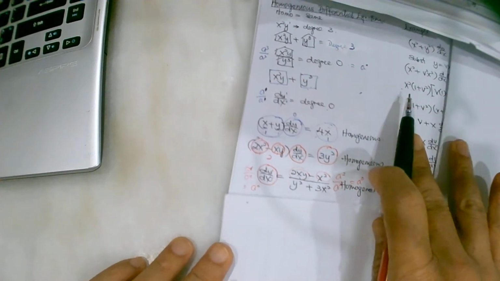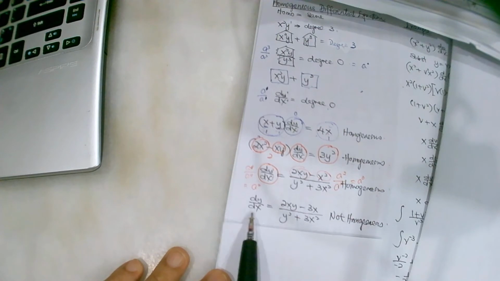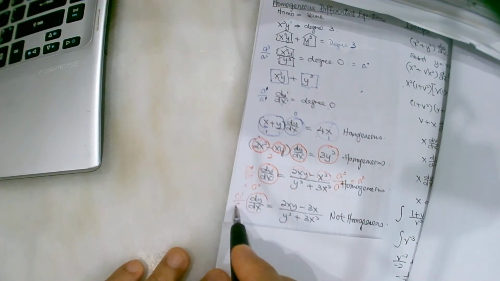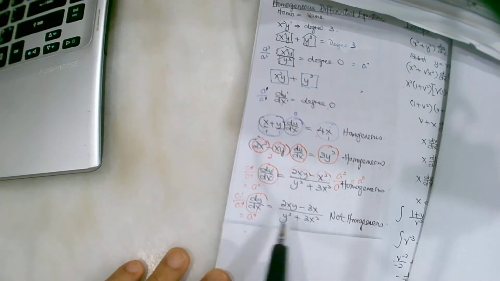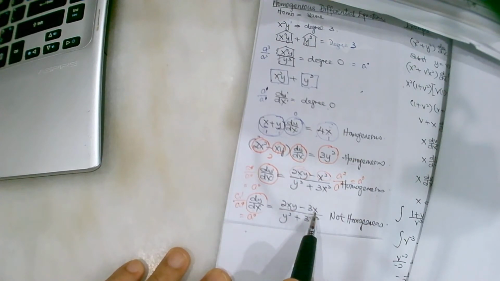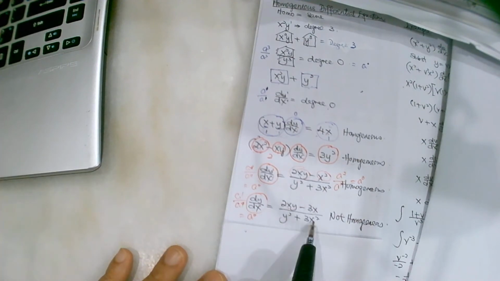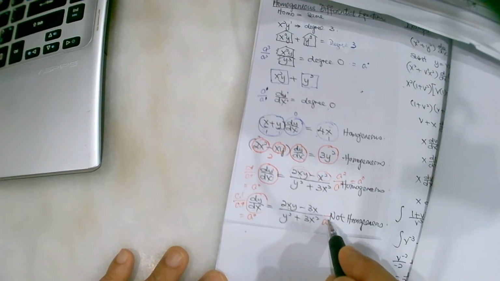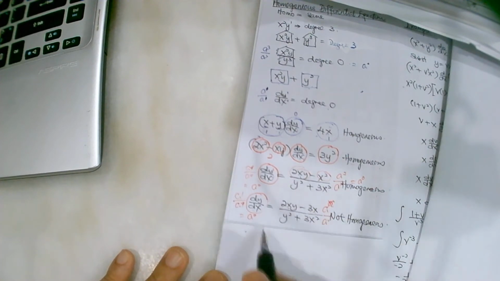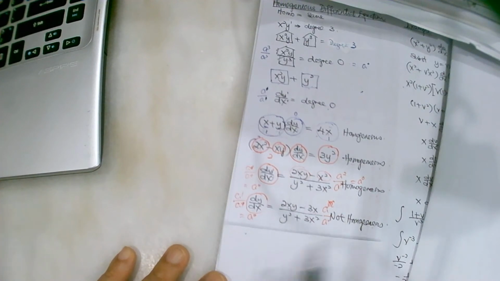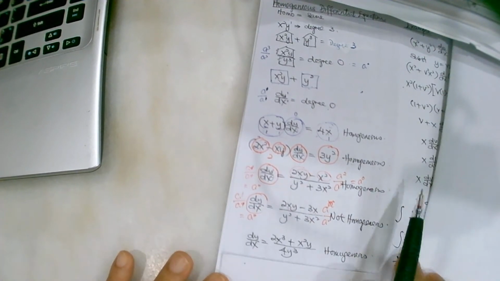Okay, now look at this one, dy dx. Again, this one is a power 1 over a power 1, so the degree is 0 overall on the left hand side. But here, this one the degree is 2, but this one the degree is 1. So overall what is the degree here? Don't know. That's why this is not homogeneous. So that's how we look for homogeneous.